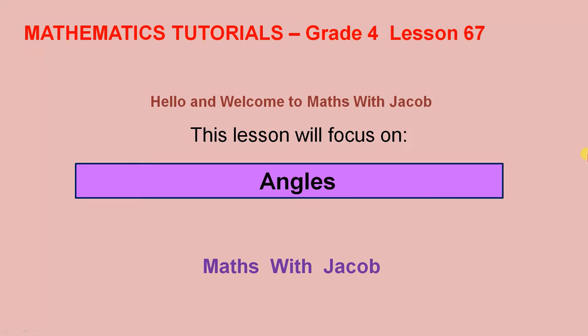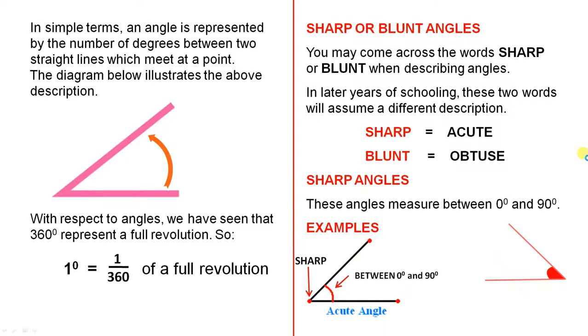This lesson will focus on angles. In simple terms, an angle is represented by the number of degrees between two straight lines which meet at a point. The diagram below illustrates the above description. So here are the two straight lines, the pink line's there, and there is the angle, and that's measured in degrees. With respect to angles, we have seen that 360 degrees represent a full revolution.